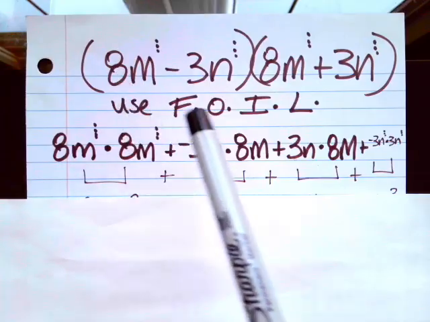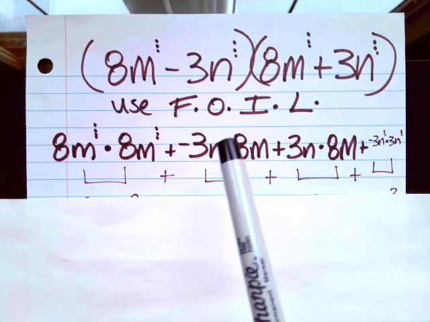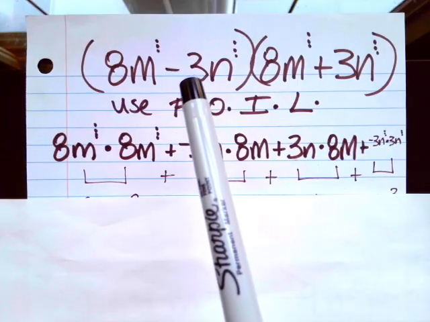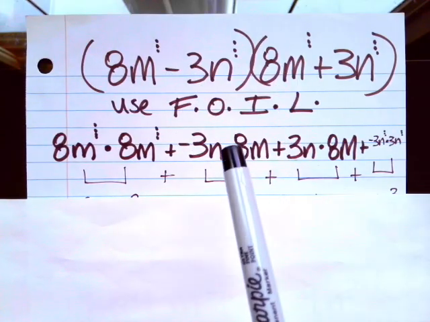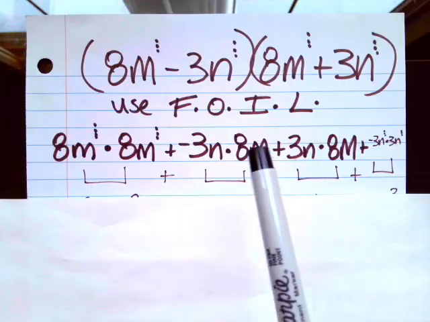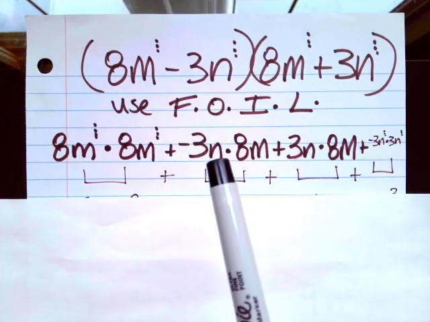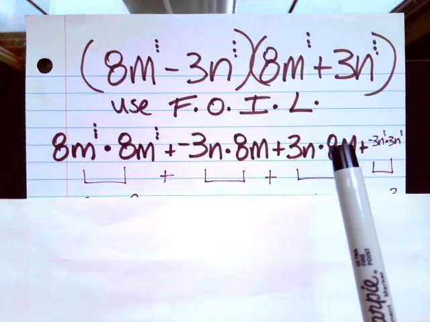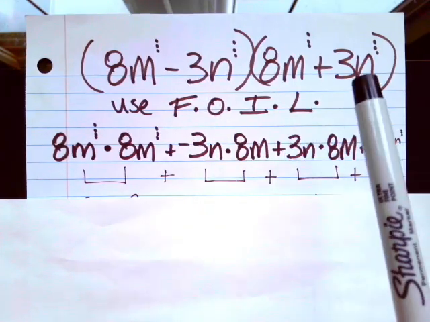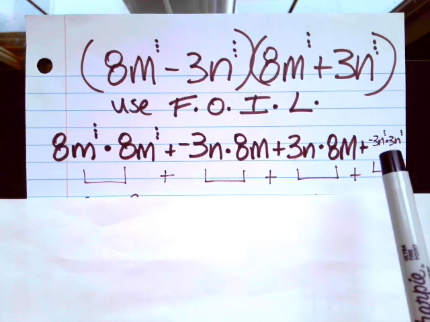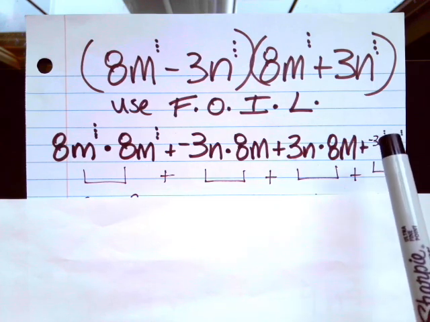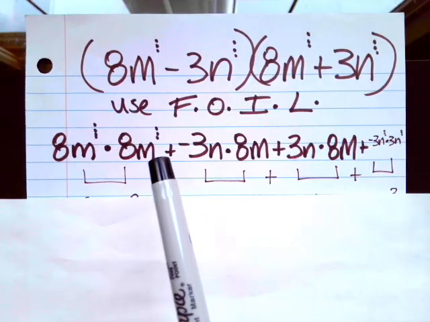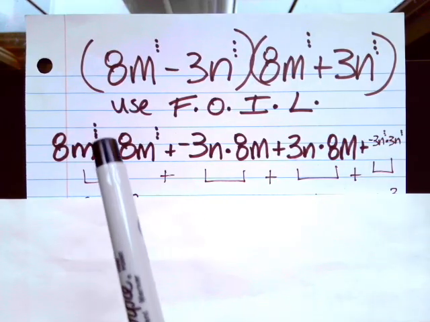So 8m times a positive 3n, I'm showing you right here. And then we multiply the inner term, negative 3n times 8m, which is right here. I just made that mistake, and mistakes are the golden road to knowledge. We're still good. Negative 3n times a positive 3n, those are the last terms, which I'm showing you here. Now I'm showing you the invisible exponents with these variables because it just makes things easier.